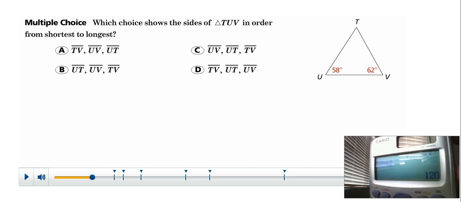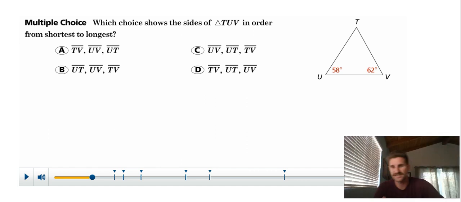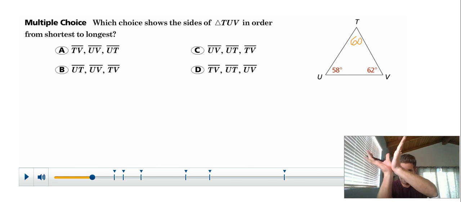58 plus 62. Okay, we get 120. Obviously, what's left to get to 180? It's going to be 60. So we get 60 right up here. Okay, 60 degrees. Now again, the larger the angle, the larger the opposite side. So, which is the largest side?